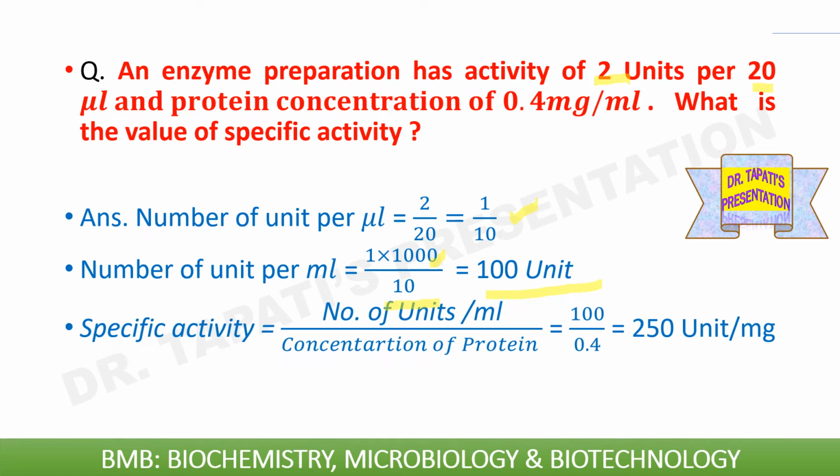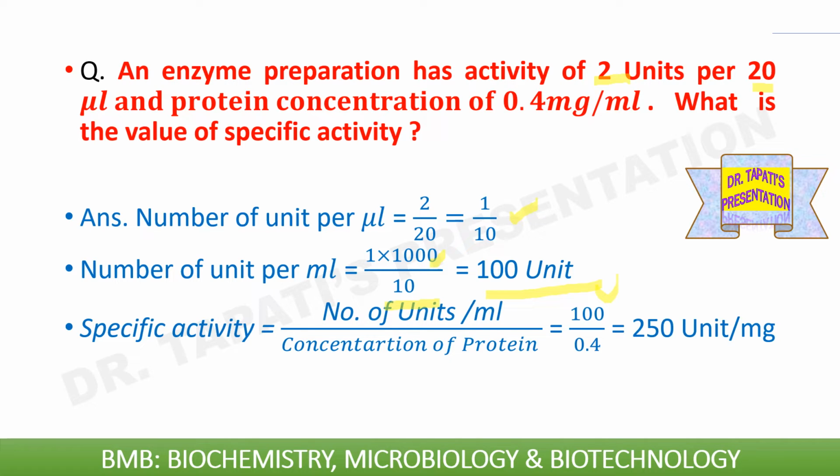Now, as you know, specific activity is equal to number of units per ml divided by concentration of protein, or concentration of enzyme, or protein content of enzyme. So we can write here the number of units per ml is 100. We are putting this value, and the concentration of protein is 4 mg per ml.